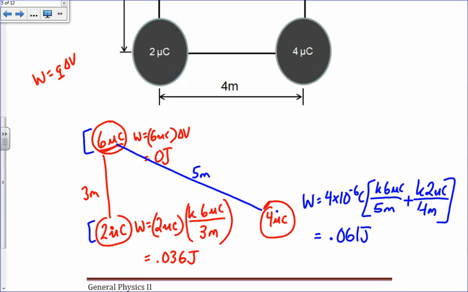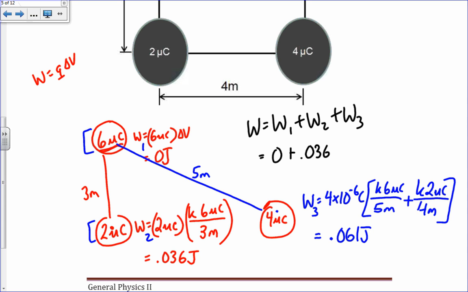Now to get the total work, I'll call this W3, we'll call this W2, and this W1. To find the total work, it's going to be work 1 plus work 2 plus work 3. They're scalar quantities, so they just add right up. That's 0 plus 0.036 plus 0.061. As you add each successive charge, you have to consider the voltage or the potential that is created by the previous charges that you've added.